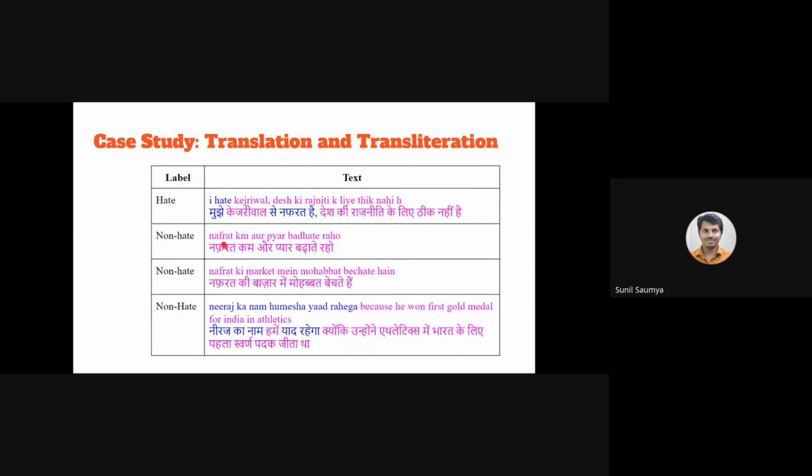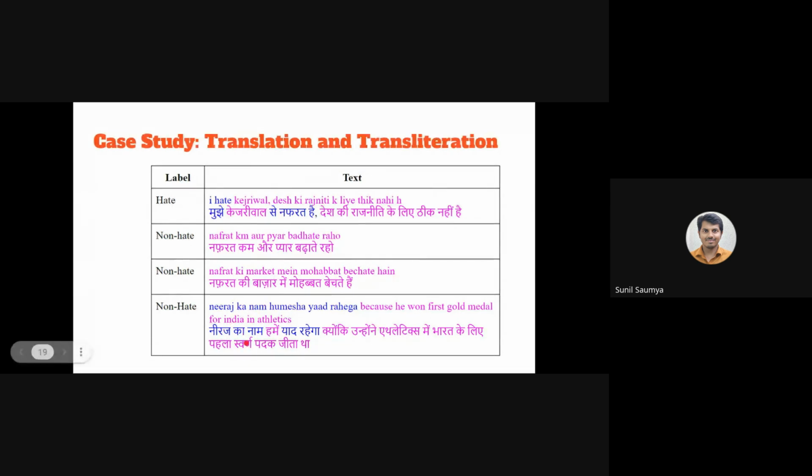Similarly, for the second one, you can see नफरत कम और प्यार बढ़ाते रहो. Here we don't have any translation because all words were Hindi words, so we simply did the transliteration. We were doing this word by word. There were some challenges and limitations in this, which I will also discuss. But this was the objective for the translation and the transliteration.